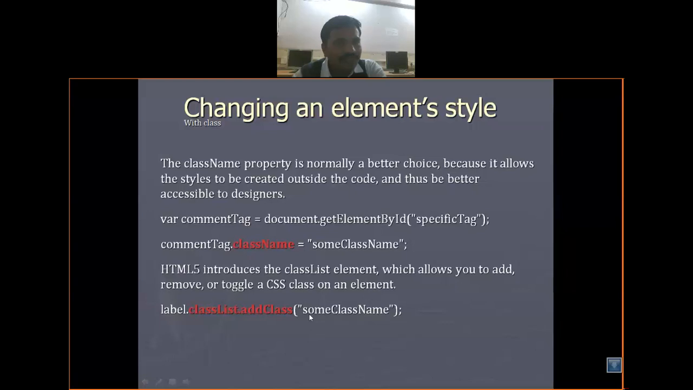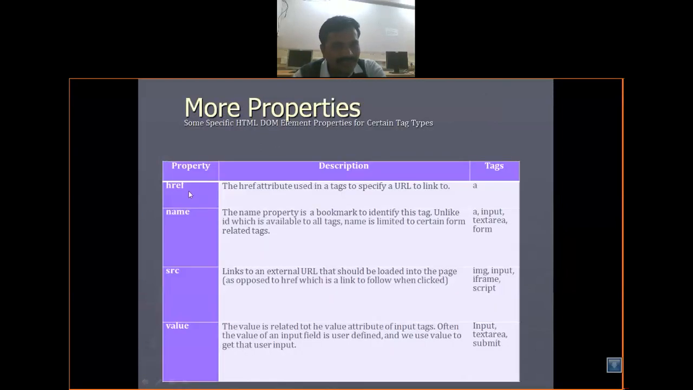There are more properties. Some specific DOM element properties contain tag types. The href attribute is used with a tag with a URL link. The name property is a bookmark to identify these tags; unlike the ID, which is available on all tags, name is limited to certain form-related tags, that is input, textarea, form. src links to an external URL that should be loaded into the page, as opposed to href which links to follow when clicked. Image, and then input, iframe, scripts.